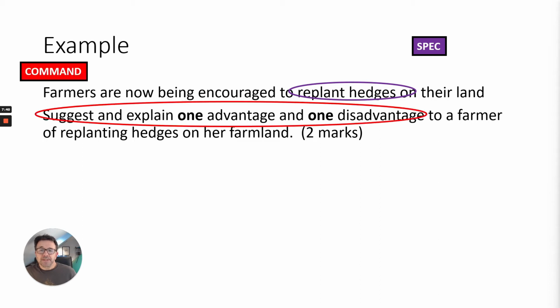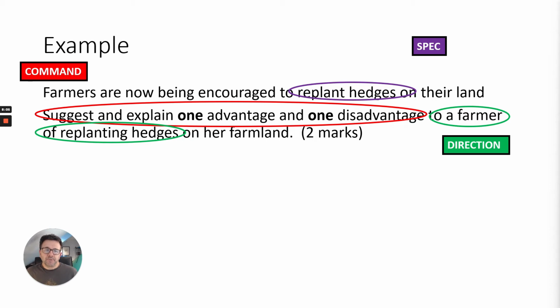The command words are suggest and explain, and particularly it does put in bold 1 advantage and 1 disadvantage. So do not go off on a tangent producing lots and lots of examples, because they only need 1 of each. And then the direction, well, it's the advantage or disadvantage to a farmer of replanting hedges. Okay, so that's important to remember. It's about the to the farmer.